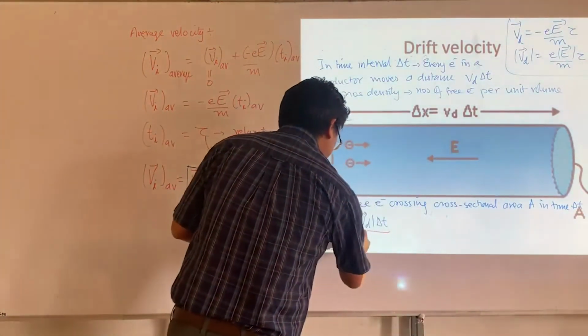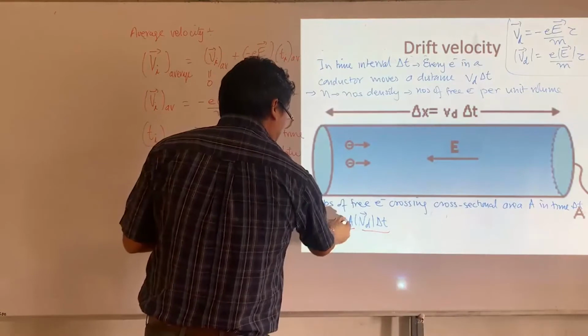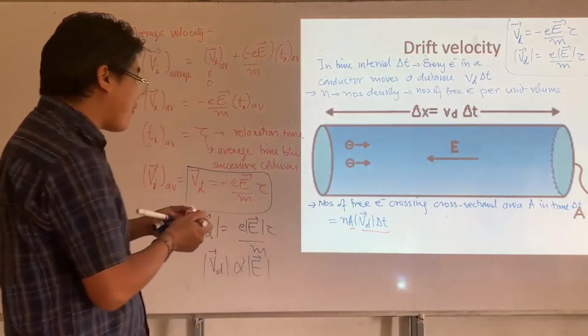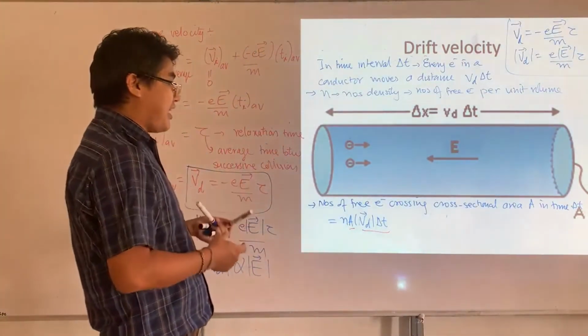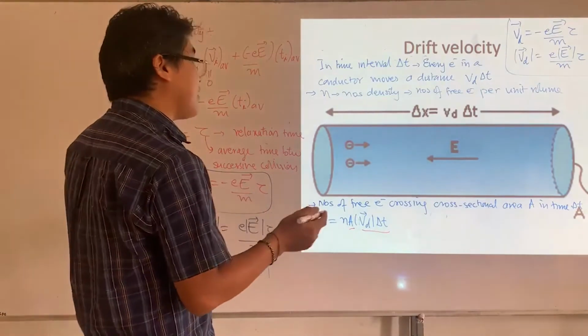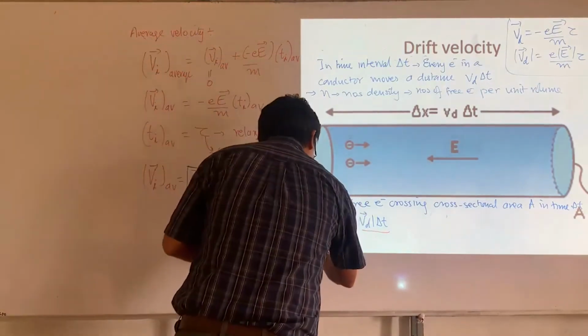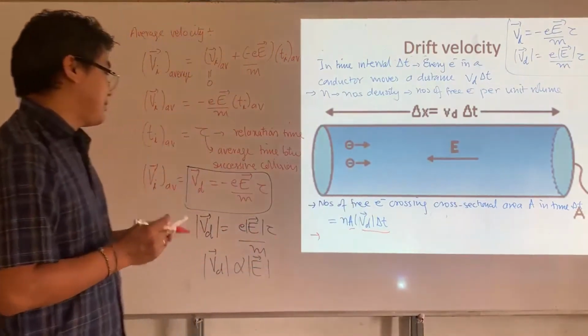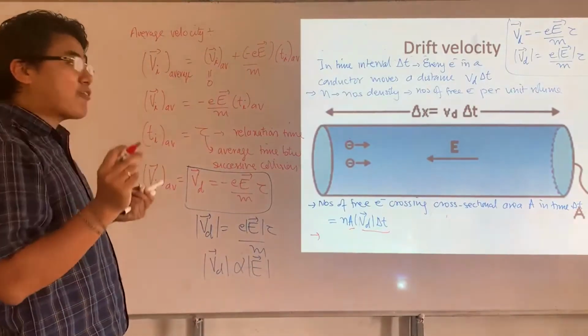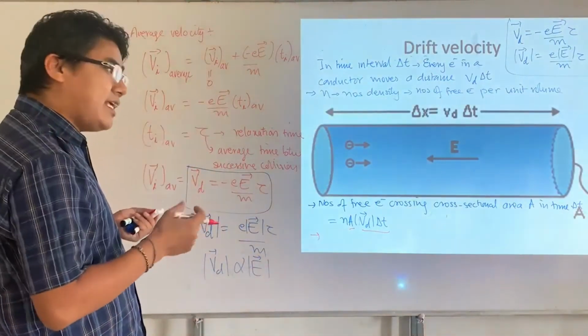This is going to be our distance. This is going to be area, and total will become a volume, and n is number density. This becomes the number of free electrons crossing the cross-section area A in delta T. Now what I'm going to do is, each electron carries minus e charge.